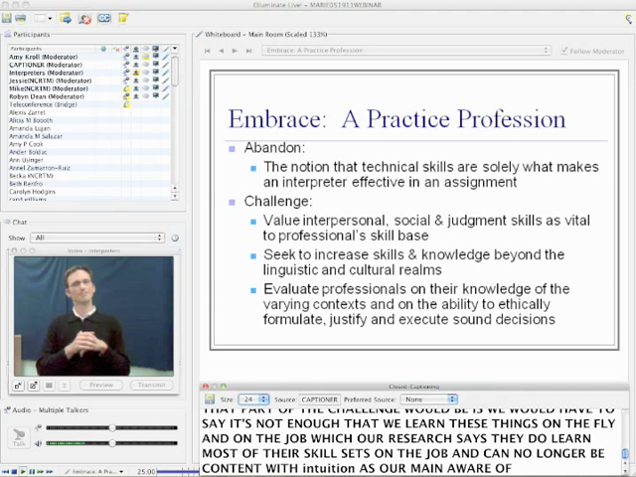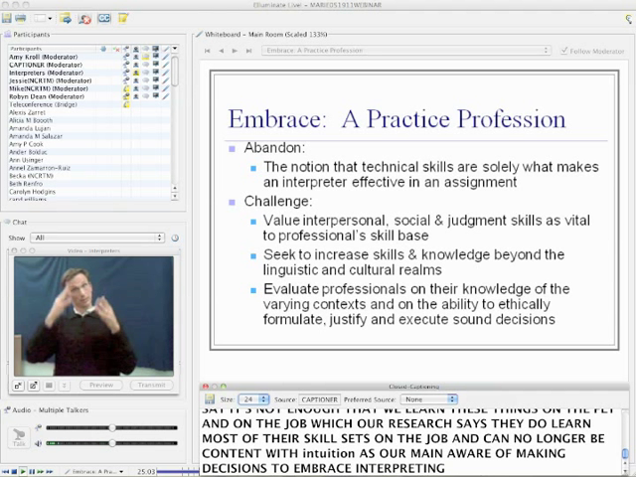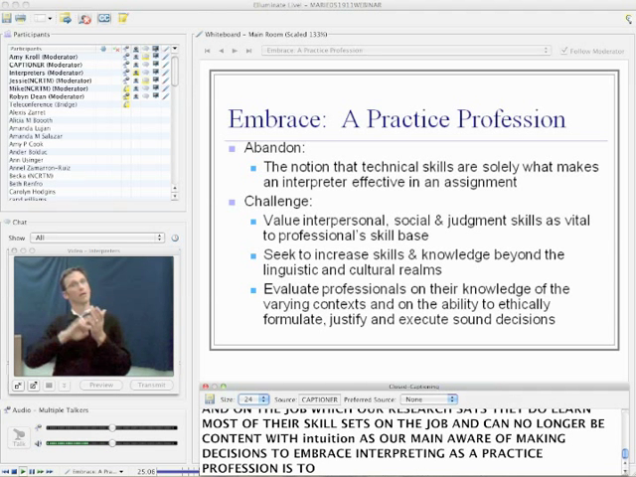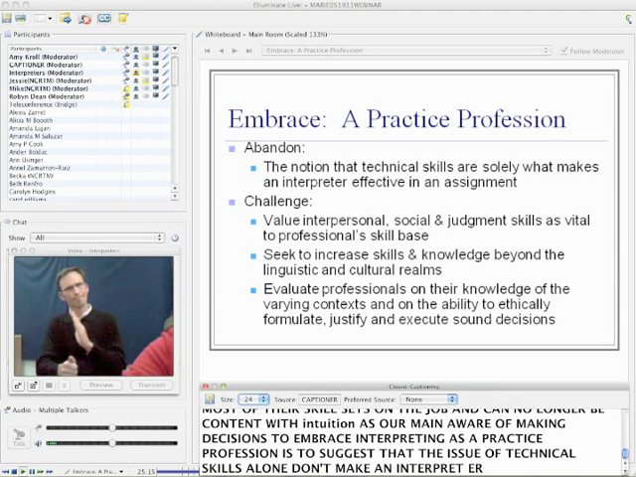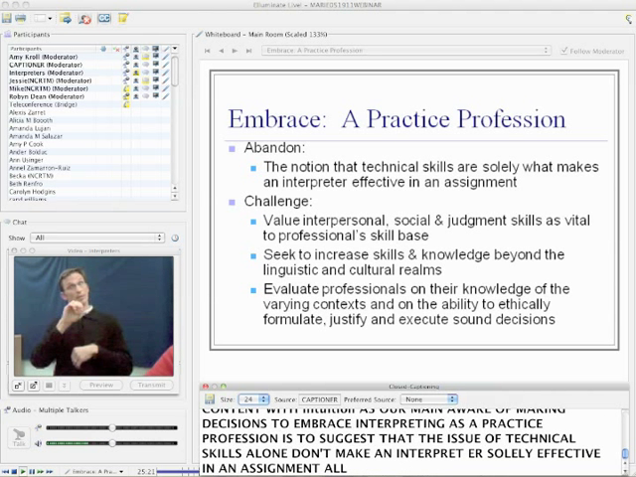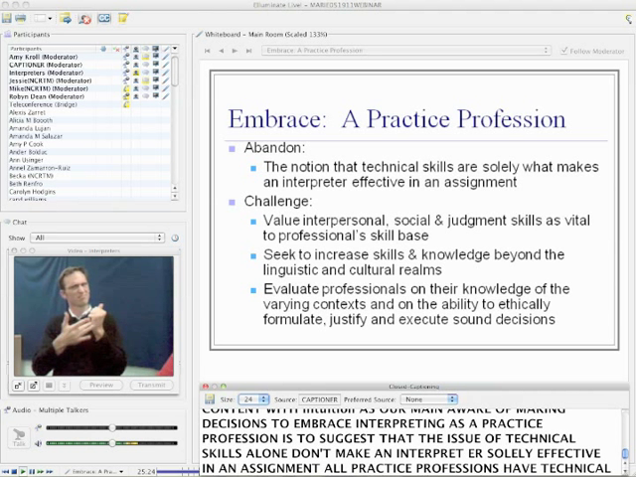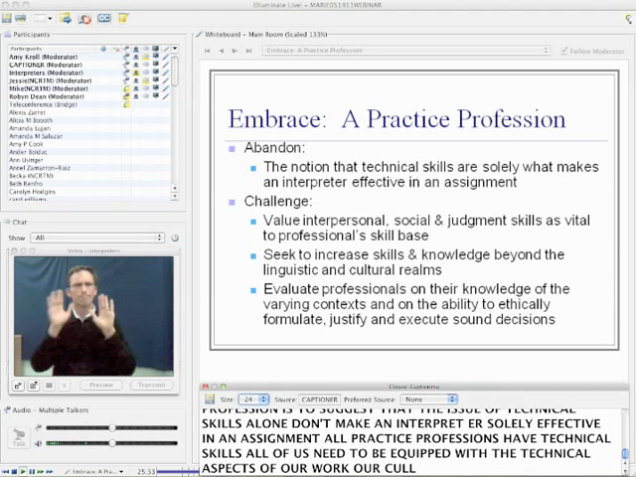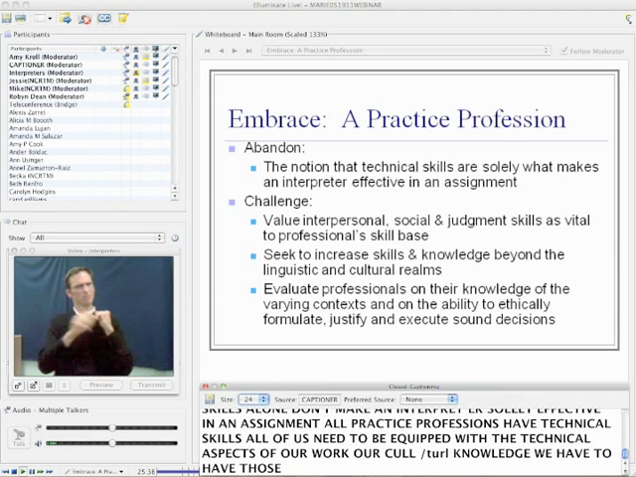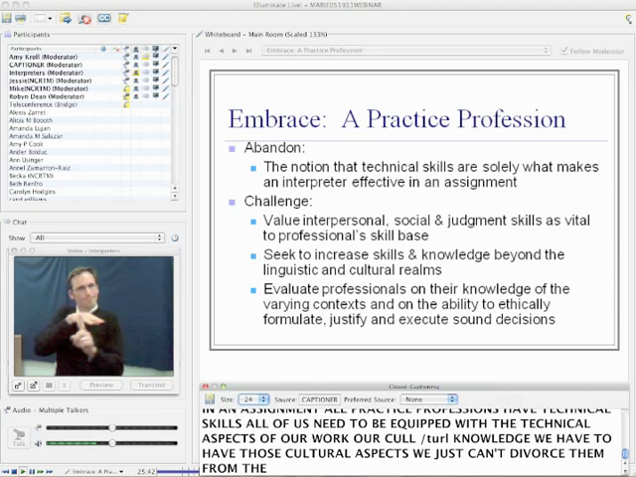To embrace interpreting as a practice profession is to suggest that the issue of technical skills alone doesn't make an interpreter solely effective in an assignment. All practice professions have technical skills. All of us as sign language interpreters need to be equipped with the technical aspects of our work, our language modalities, our cultural knowledge. We have to have those technical aspects. We just can't divorce them from the contextual, relational dynamics that exist within an interpreting assignment.